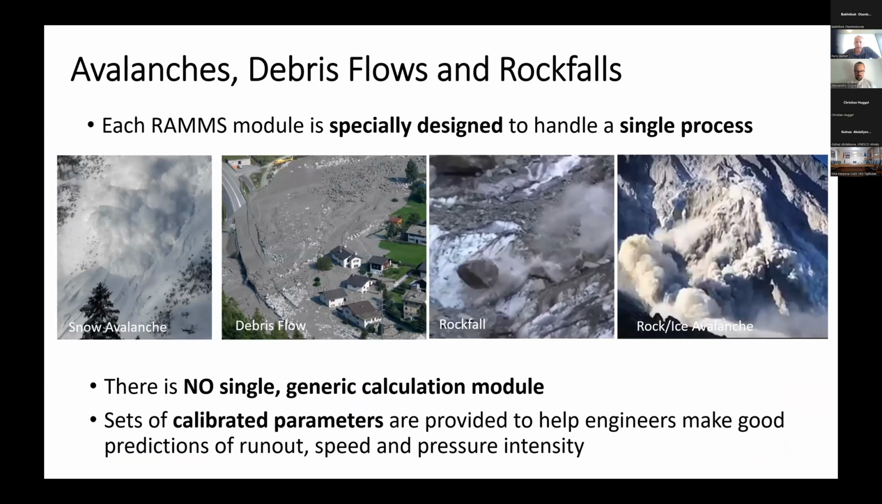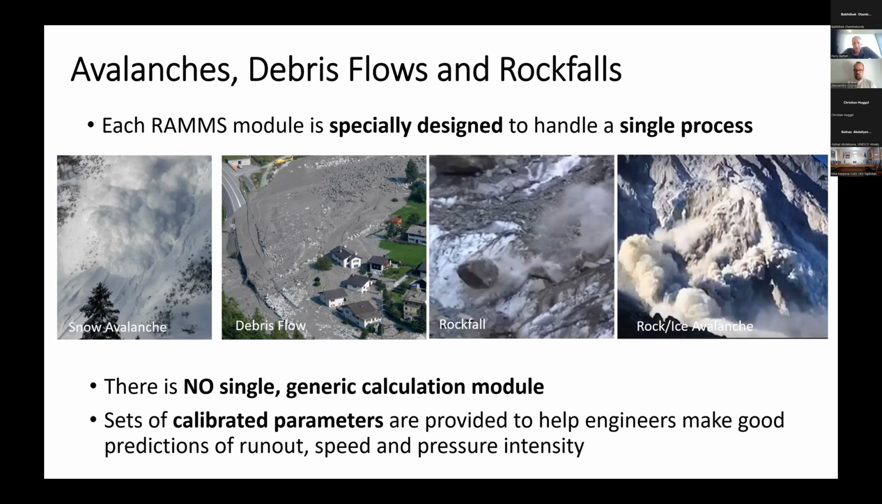As I said, RAMS is not a generic simulation program. It's not one simple program. We have special modules that take into account the specialities of each process. We have a module for snow avalanches, a module for debris flows, a module for rock falls, and now a new model for the rock ice avalanches. What we have found is that it is basically impossible to simulate these different processes with a single program. So each one has to take into account certain effects.